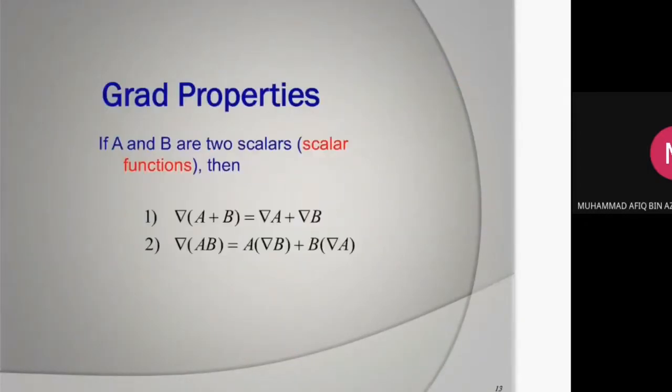Okay, so there are some properties of the gradient. If A and B are two scalar functions, then gradient of A plus B is equal to gradient A plus gradient B, and gradient of A times B is equal to A times gradient B plus B times gradient A.